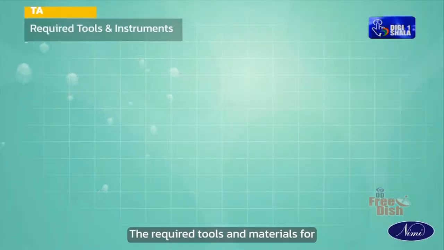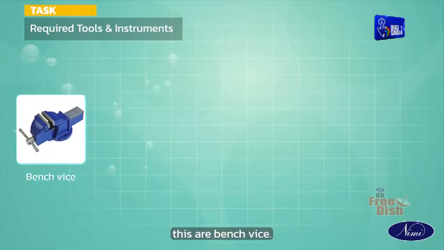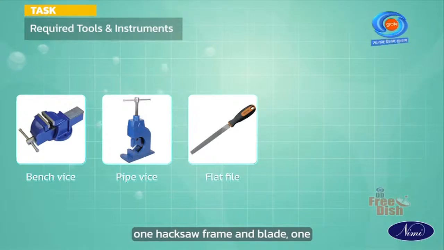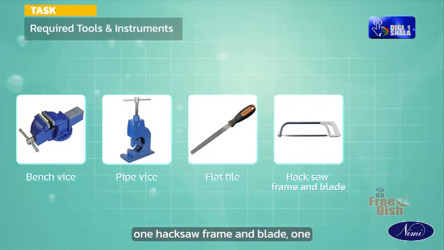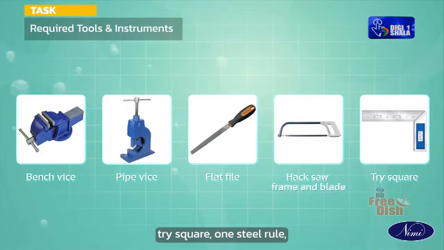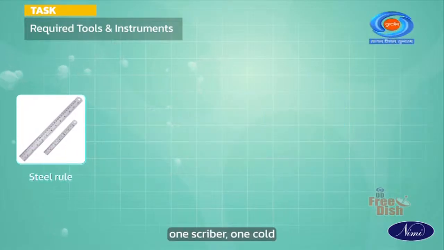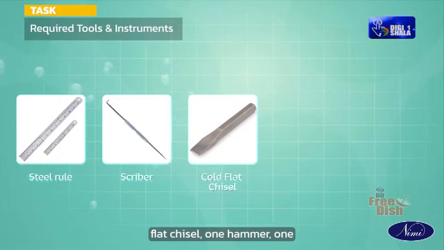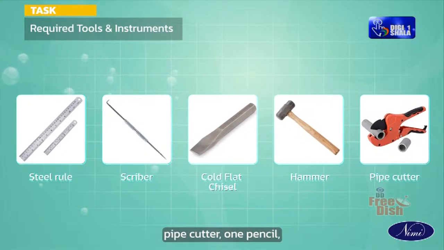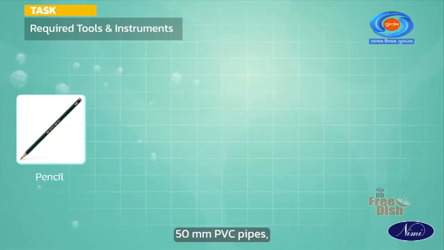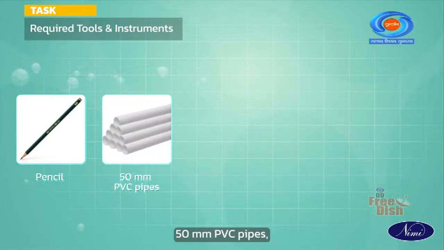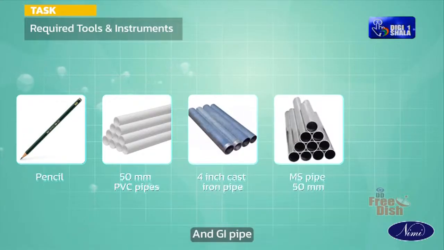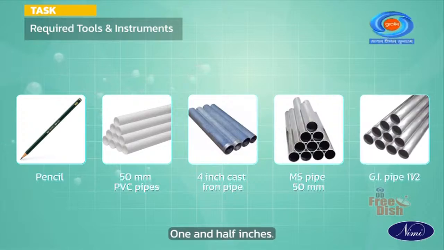The required tools and materials for this are bench vise 1, pipe vise 1, flat file 1, hacksaw frame and blade 1, tri-square 1, steel rule 1, scriber 1, cold flat chisel 1, hammer 1, pipe cutter 1, pencil 1, 50 mm PVC pipes, 4-inch cast iron pipes, 50 mm MS pipe, and GI pipe 1.5 inches.